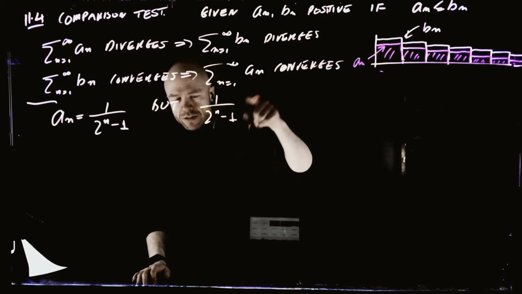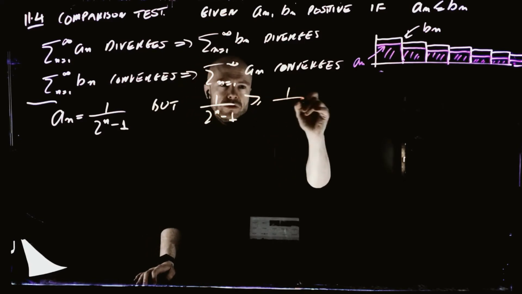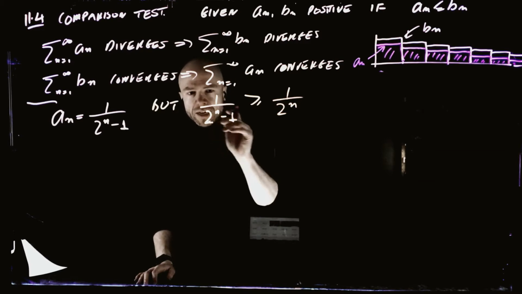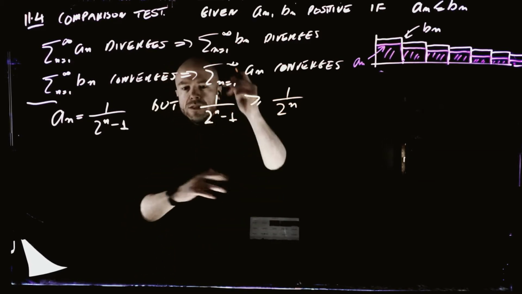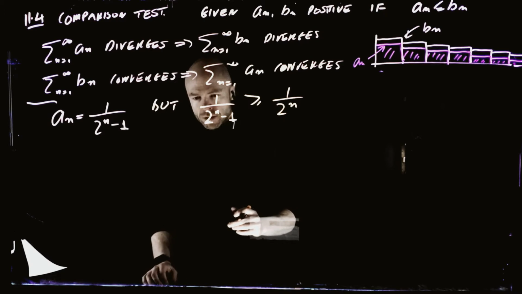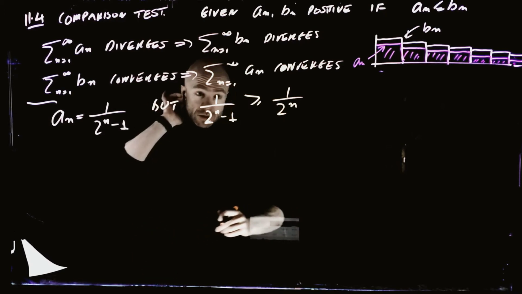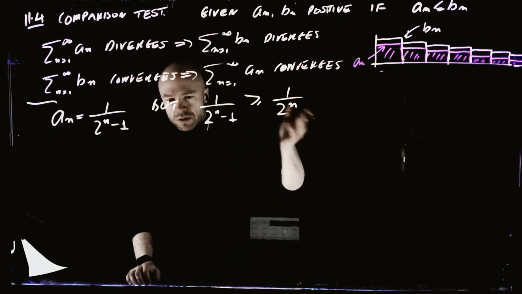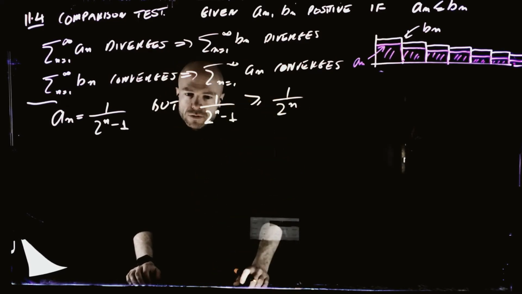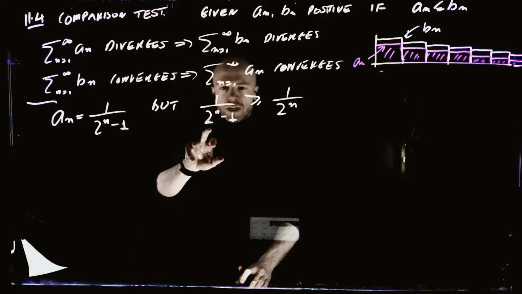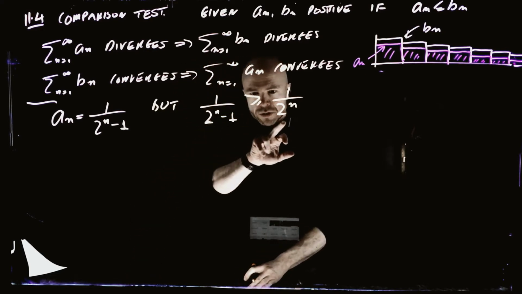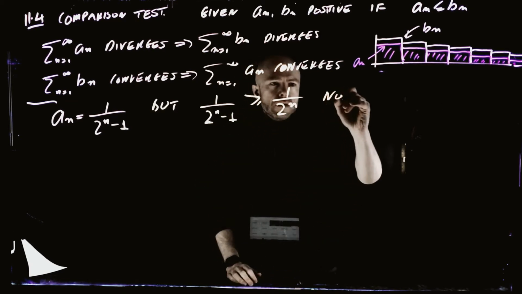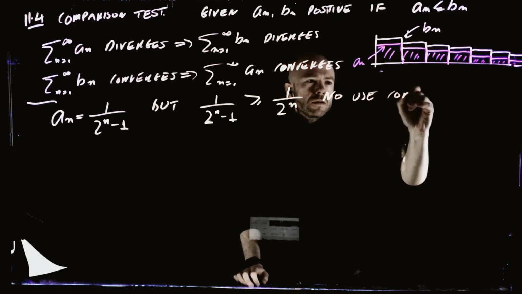This thing is not less than 1 over 2 to the n, it's actually bigger than 1 over 2 to the n. Yeah? Because in the denominator we take away 1, so we make the denominator smaller, therefore this number here is bigger than this number. Yeah? So we cannot simply bound this by a series that converges, that looks like it, because the series that looks like it doesn't bound it from above. So we can't conclude that this thing converges by comparing it to 1 over 2 to the n. So no use comparing.